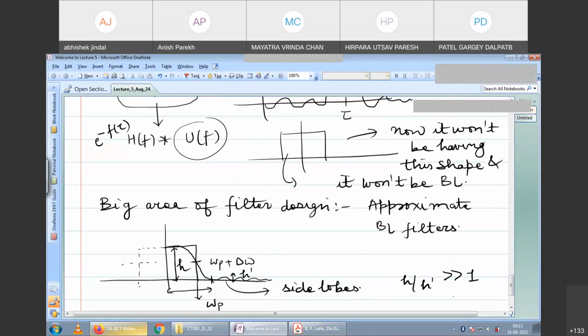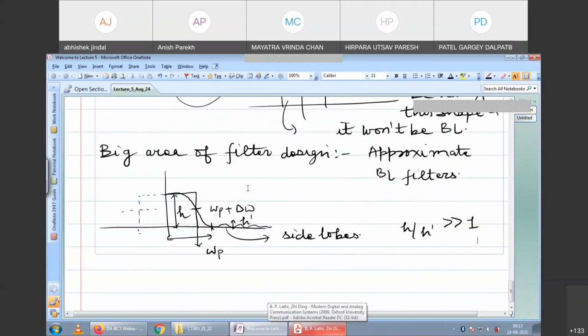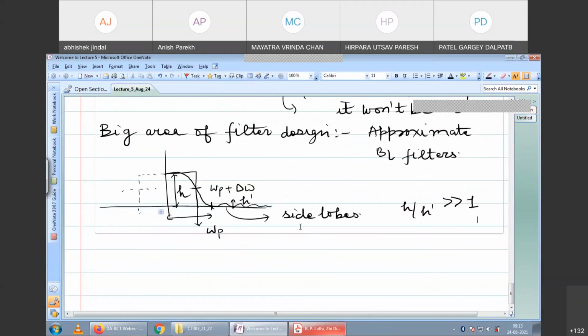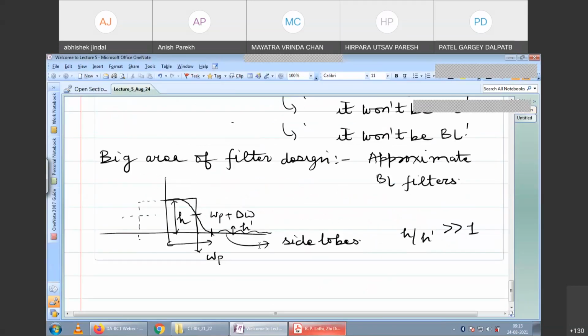We can design such filters, those which are causal as well as have a limited time domain response, and they have some sort of a band limited nature. Some sort means of this form. So digital filter design, analog filter design, that is a big area. So we need to understand that even this ideal filter doesn't exist, and we do these sort of designs to approximate such filters.